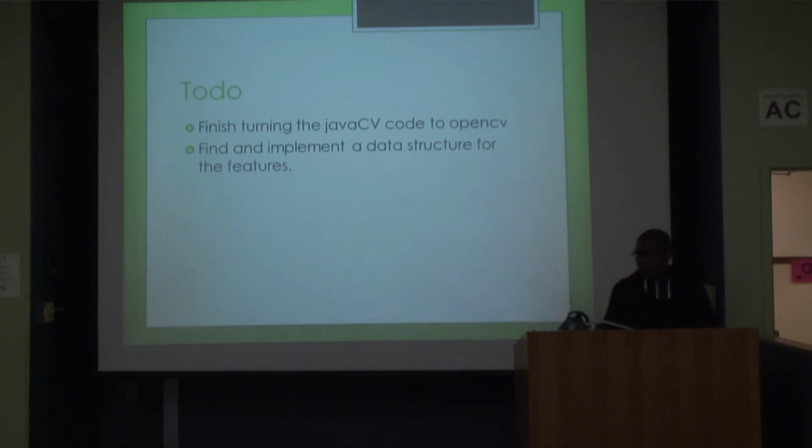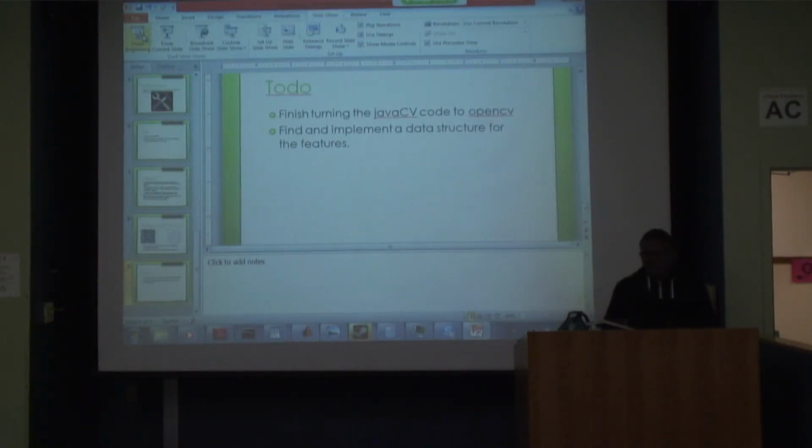The to-do for the next few weeks would be to finish changing the code from JavaCV to OpenCV, so moving code from one language to another, and then figuring out which data structure would be best for the features and the types of things I need. Yeah, that's my basic presentation. Any questions?